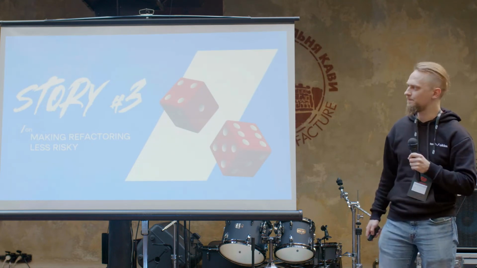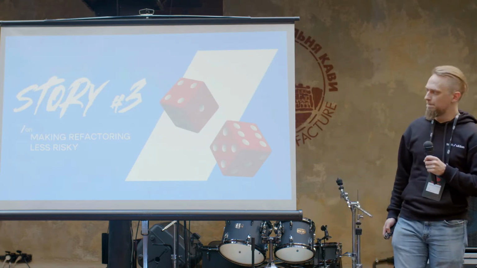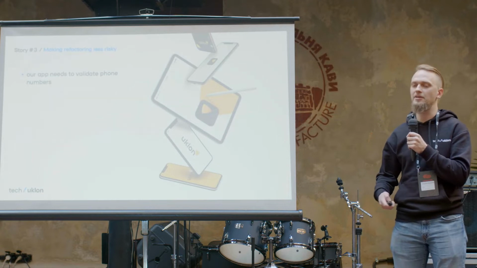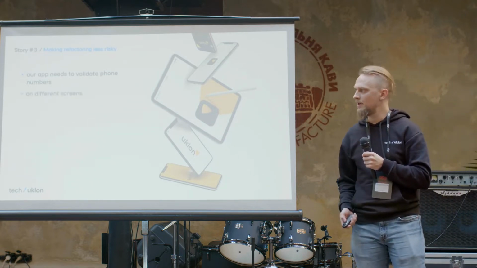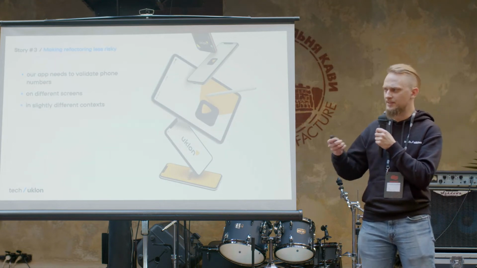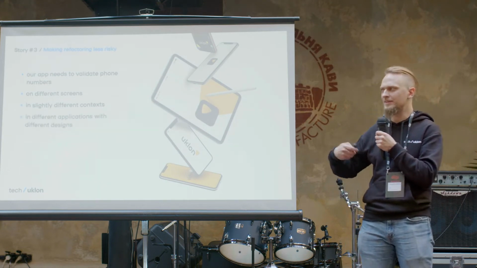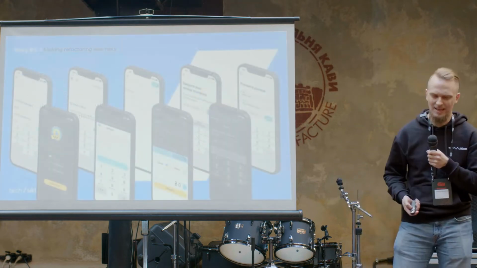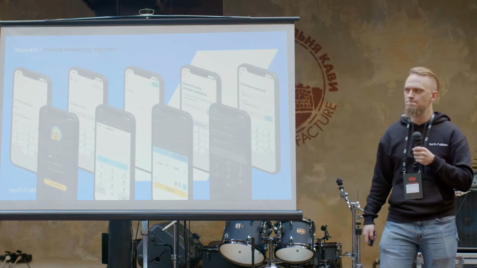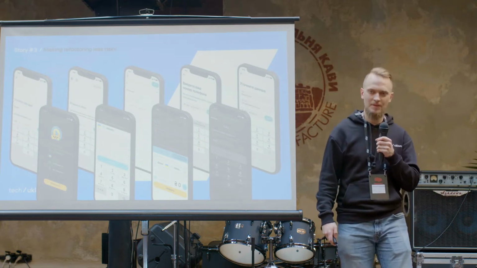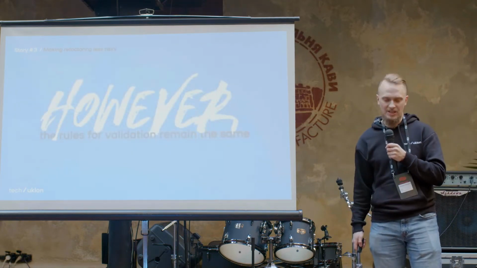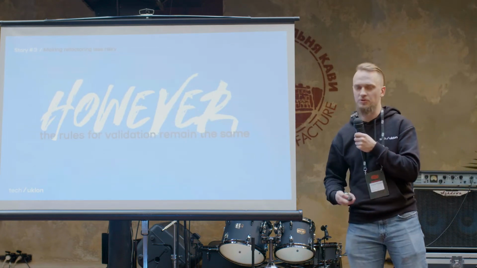Moving on to story number 3, on making refactoring less risky. Our application also needs to parse and validate phone numbers. And it does it quite a few times on quite a few different screens with slightly different designs. And just to give you a rough idea of how many times we needed to solve this very problem over and over again. And solving the same problem over and over again gets really annoying really quickly, especially considering that all the rules for validation remain the same from screen to screen.